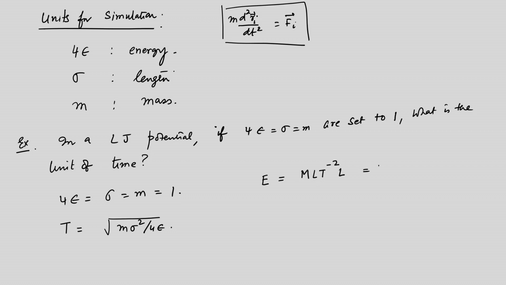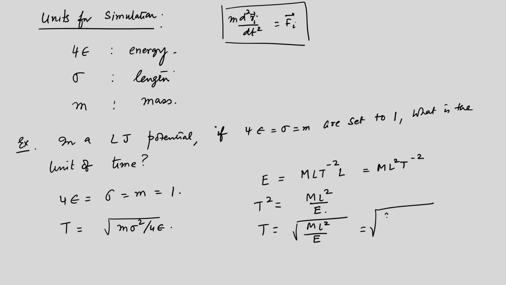So, finally, you will land up with m L square t to the power minus 2, all right, and we want t. So, we have a t square here, which is equal to m L square by E, and so t is equal to root over m L square by E. This is equal to m is m, L square is sigma square, and E is 4 epsilon, and that is how it is root over m sigma square by 4 epsilon. Let us quickly look at 2 more potentials.